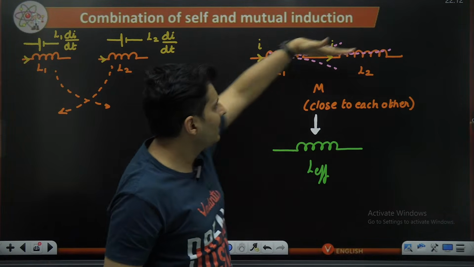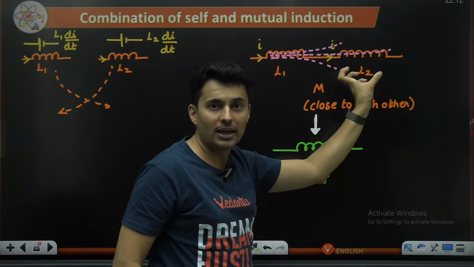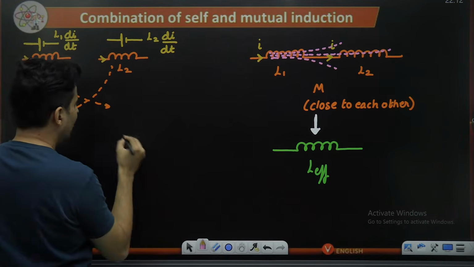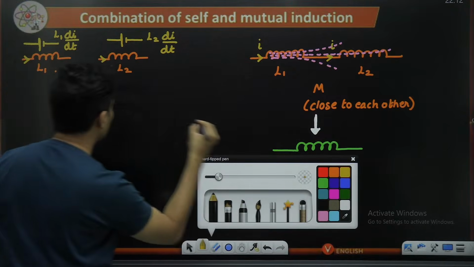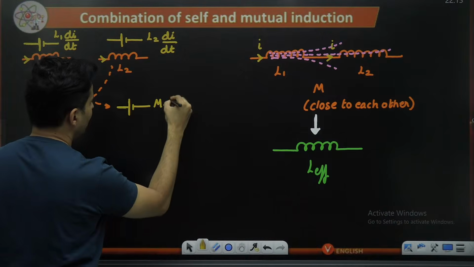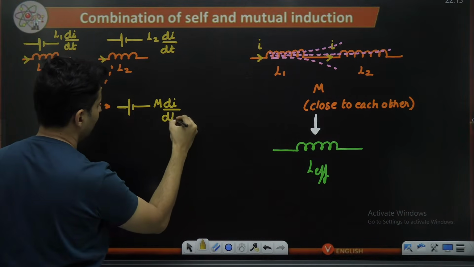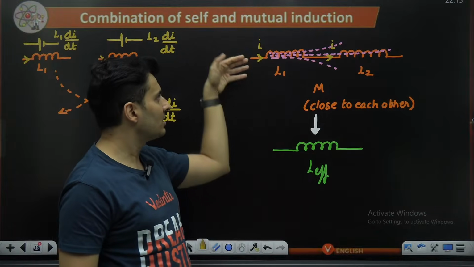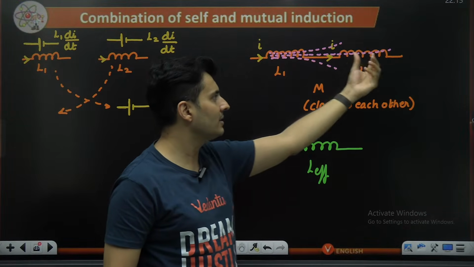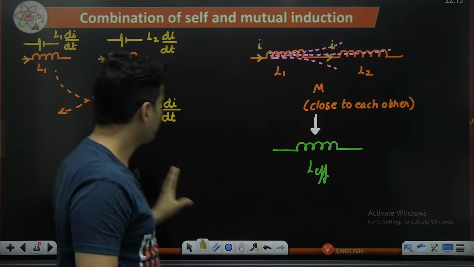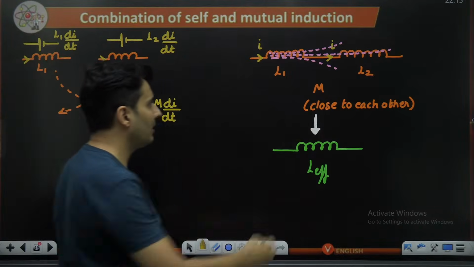So if the current tries to increase, this coil will try to oppose that change, meaning that EMF will also be in the opposite direction, but it will be M times di by dt. It is also trying to oppose that change. The current increases, the flux increases, this inductor mutually will oppose that change. Same logic I can say here.